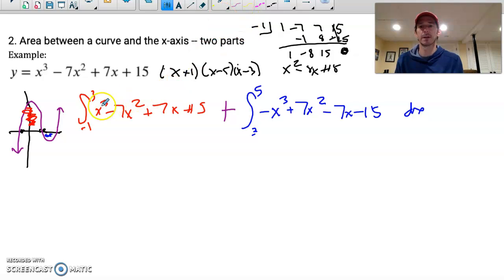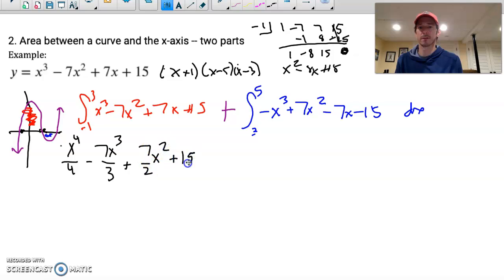So there you go. Now I've got to integrate each of them. And the integrals are going to be the same. They're just going to be opposites because of the flip-flop here on the cubic. So if I integrate x cubed, I should get x to the 4th over 4 minus 7x cubed over 3 plus 7x squared over 2 plus 15x, and that I have to integrate between -1 and 3, plus I have to do the same thing here.